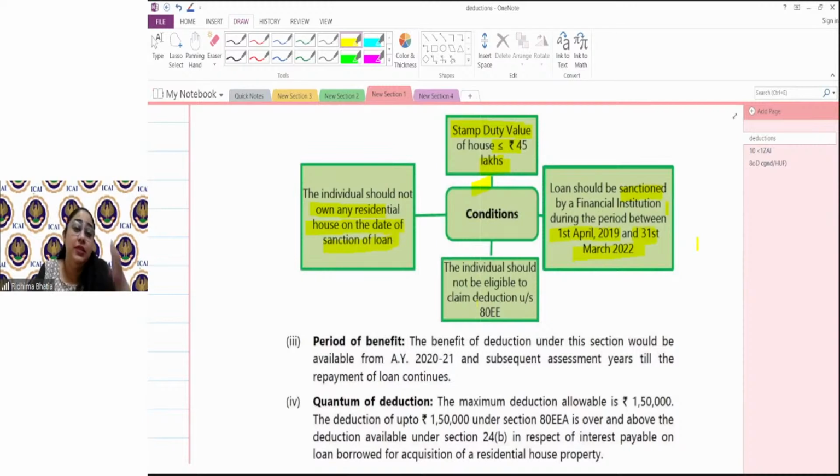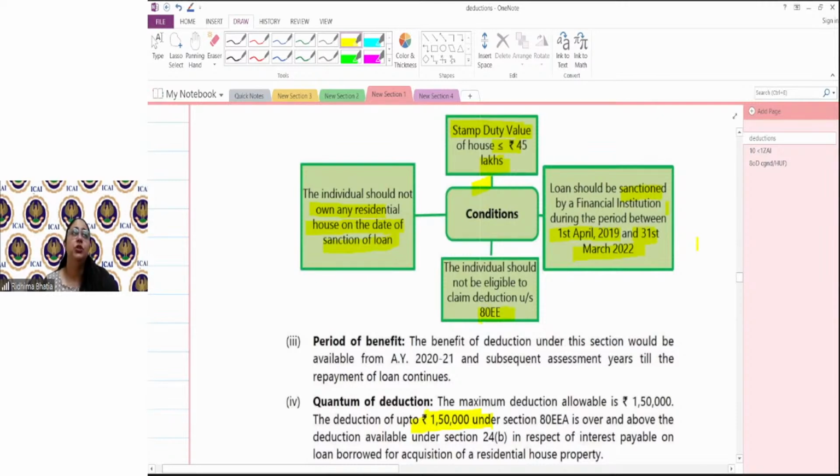But the condition is only the stamp duty value. So whenever you're writing 80 double EA, you cannot miss the word stamp duty. It should not be more than 45 lakhs. No other house, loan from any bank or financial institutions. NBFCs nahi hai guys, sorry, isme only bank and financial institutions. And simple, maximum interest here is 1,50,000. And obviously the individual is not claiming 80 double E, tabhi he can claim 80 double EA.